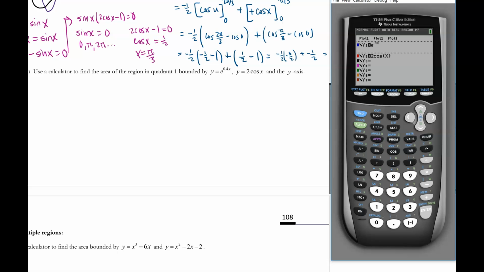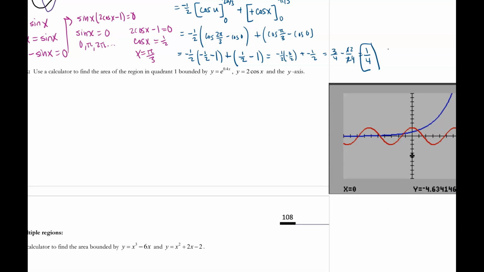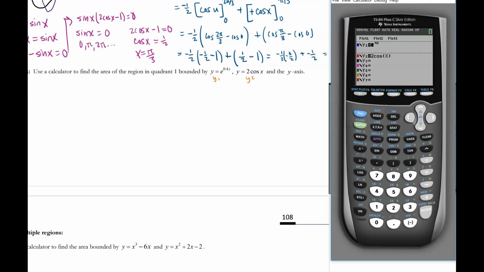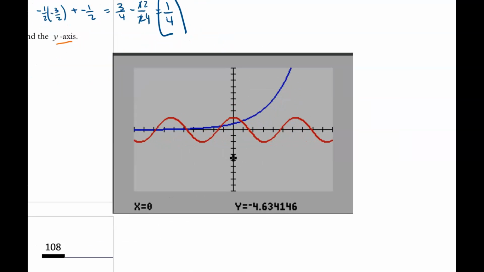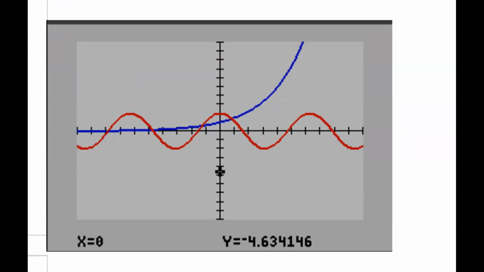And we can't put the y-axis in our calculator because it's not a function, but we know what that looks like. And I'm going to just note on here that I'm putting this in y1 and this in y2. All right, so when we go to graph, and I'm just graphing under the Zoom 6, the standard -10 to 10 graph, we see that these curves intersect quite a few times. But we know that we're looking for the area that's in the first quadrant, and that's also bound by the y-axis. So let's just zoom in on this screenshot that I took of that graph.